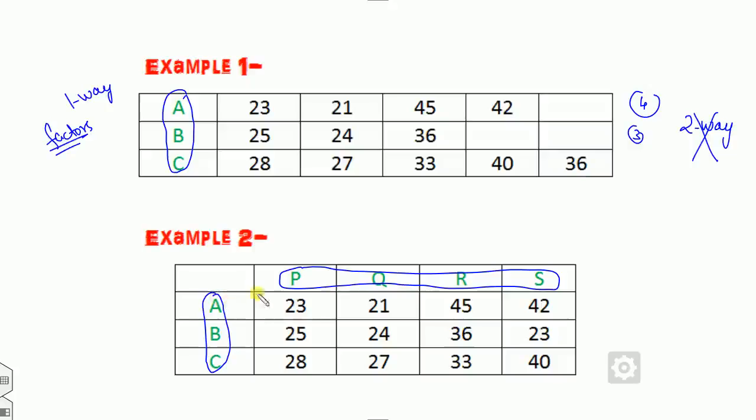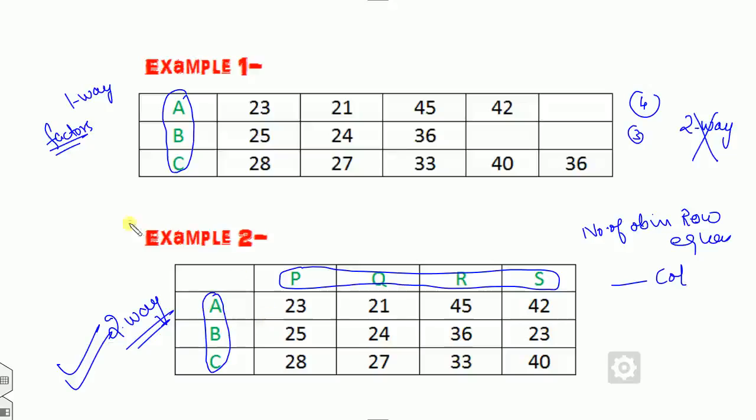Look at this example 2. The number of observations in row 1 is 4. The number of observations in each row is 4, and also the number of observations in each column is 3, and all are equal. In this particular example the number of observations in each row is 4, and in each column they are also equal. It means here is a two-way ANOVA. So this is the example of the two-way ANOVA. This is the example of the one-way ANOVA.